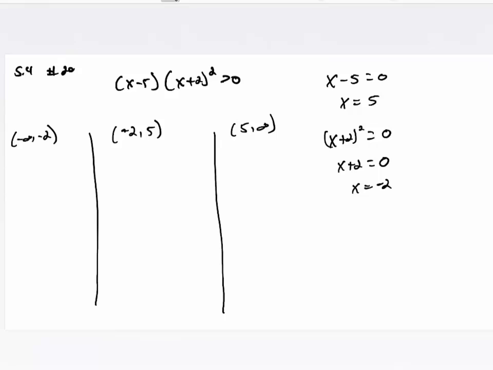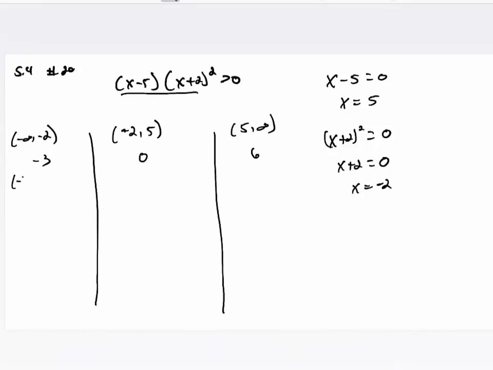Then in each interval, we're going to choose a test point. We go from negative 2 to 5, so 0 is in this interval, 6 is in this one, and negative 3 is in this one. Then we calculate whether the expression is positive or negative at each of these test points. The first one we're going to pick is negative 3, so we plug negative 3 into each of these two factors.